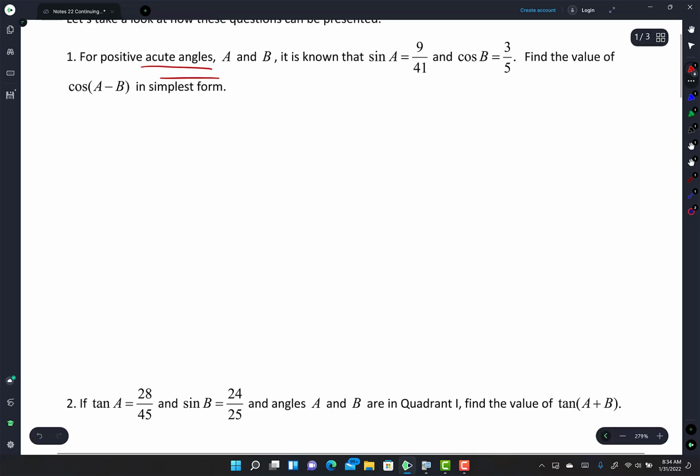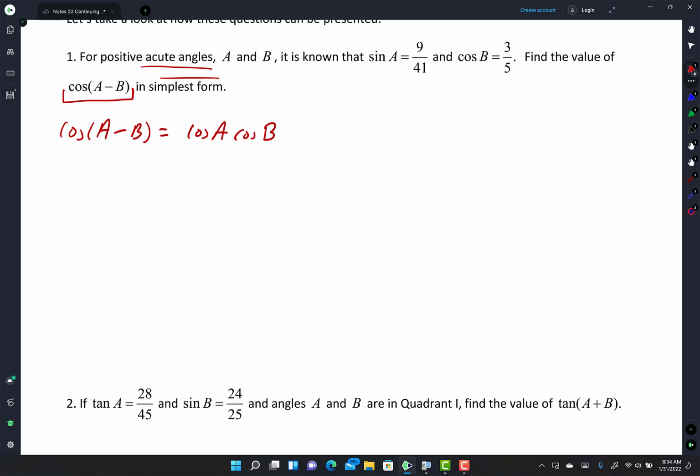All right, guys, so here we go. First and foremost, do you remember what cosine A minus B is? Oh, I don't know, it's been a long time. Cosine A minus B, look at your notes, is cosine A, cosine B, plus or minus? Plus sine A, sine B. So then you say, which one do you already have? You have sine A, it tells you right there, 9 over 41, and you have cosine B. So you need cosine A and you need sine B. Chavez, how am I going to get those?